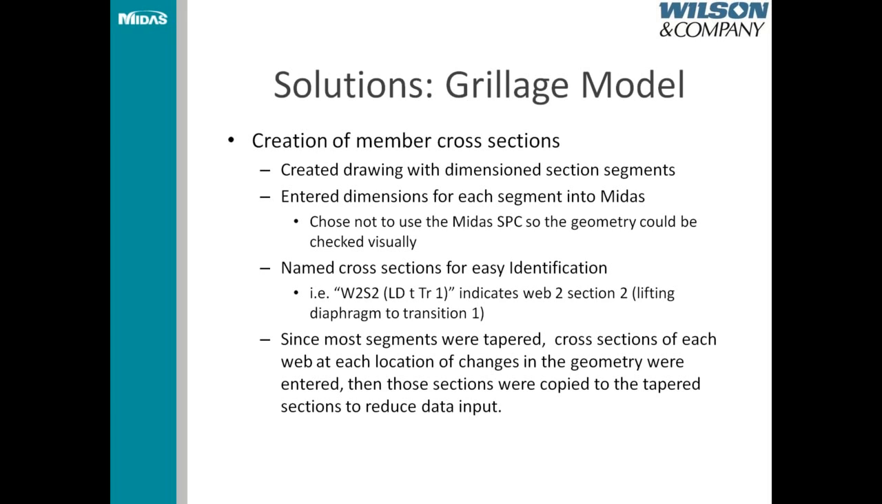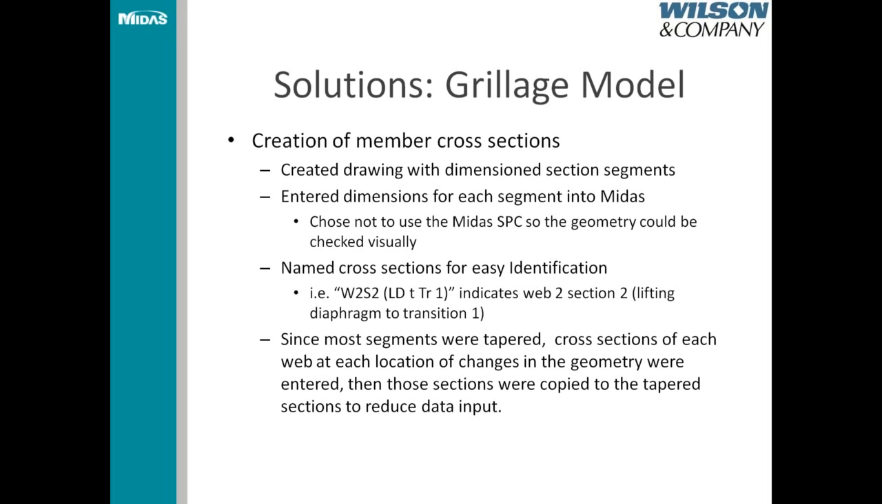So here are some solutions, the way I solved them. For the grillage model, the creation of member cross-sections was aided using a drawing in MicroStation. I used the plan that was created by the drafter and created a drawing with dimensioned section segments. I entered these dimensions for each segment into Midas. I chose not to use the section property calculator tool that they have, mainly so that I could check the geometry as I put this model together.